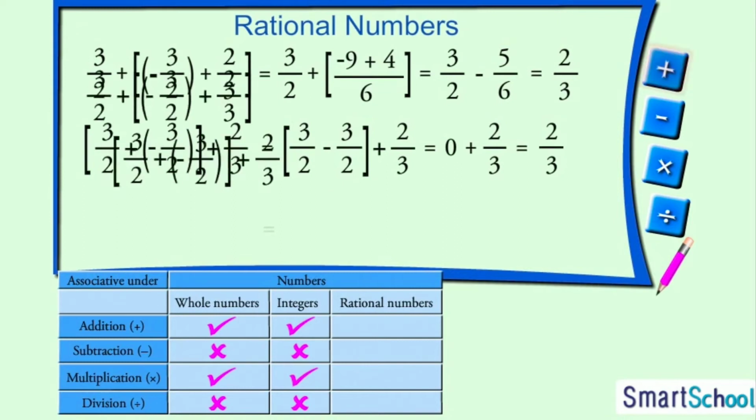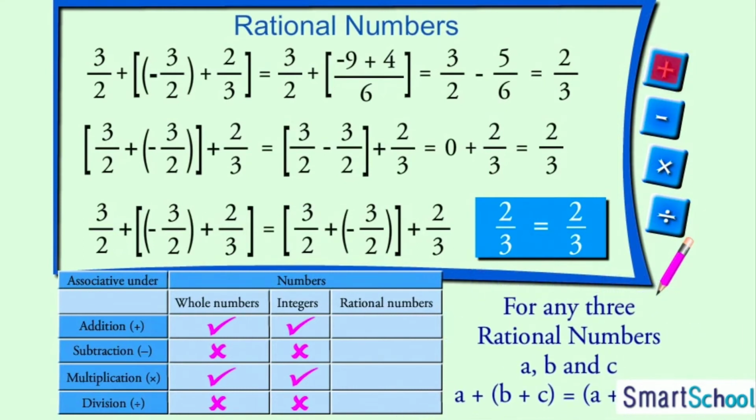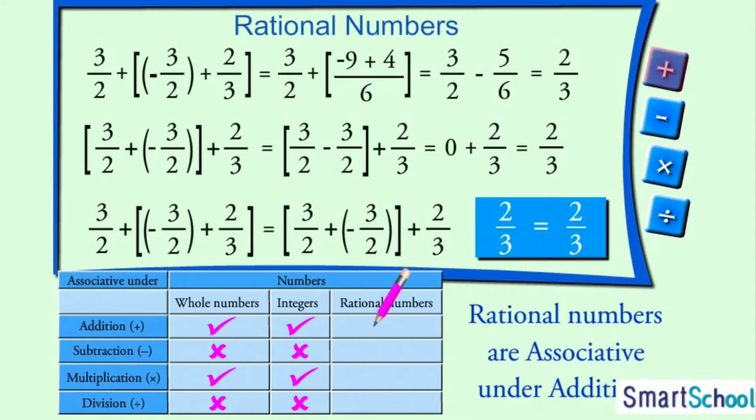Here, changing the order of numbers did not change the result. This implies that for any three rational numbers, A, B and C, changing the combination of adding them does not affect the result. Also, rational numbers are associative under addition.